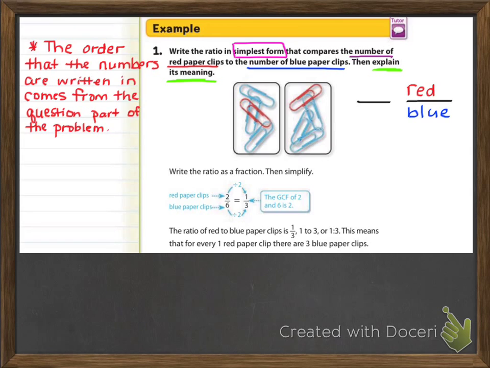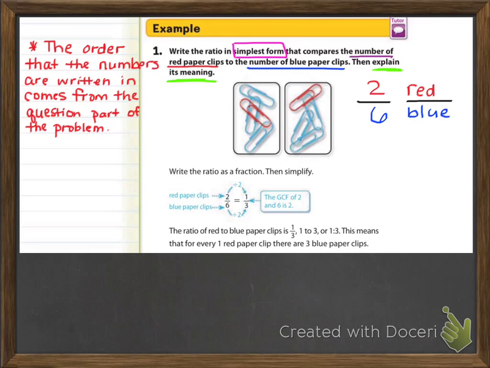So now we're going to count the paper clips. We have 2 red paper clips, so we're going to write 2 red here. I realize it's already written for you somewhere here on the paper. It doesn't matter. I want you to write it exactly as I write on the screen. And then we're going to count the blue: 1, 2, 3, 4, 5, 6. So the ratio is 2 to 6.